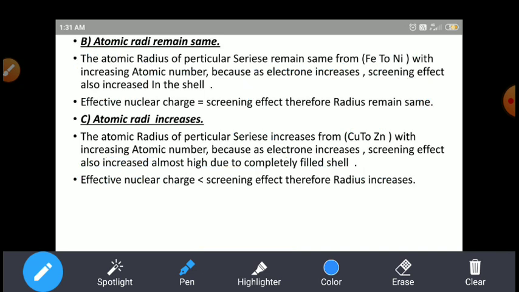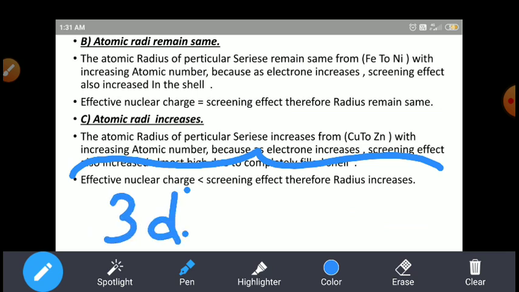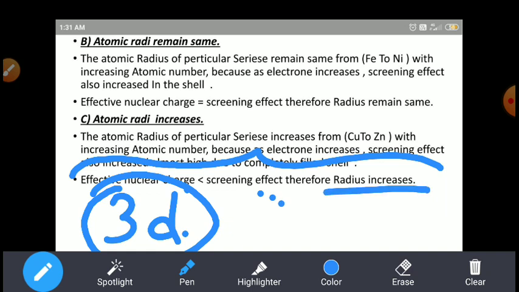So that's why we say the effective nuclear charge is less here. The 3d orbital effective nuclear charge is less. It means the 3d electrons are getting less nuclear attraction from the nucleus and more repulsion from the inner orbitals. That's why the radius increases. Now is this point clear, students?